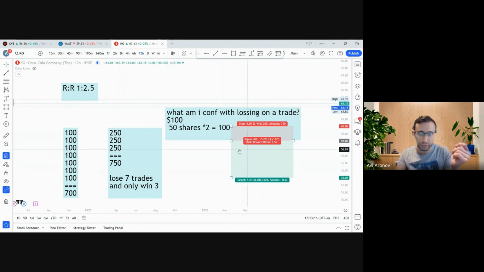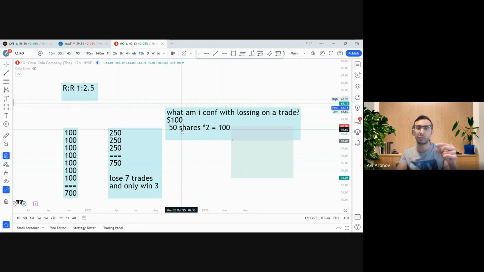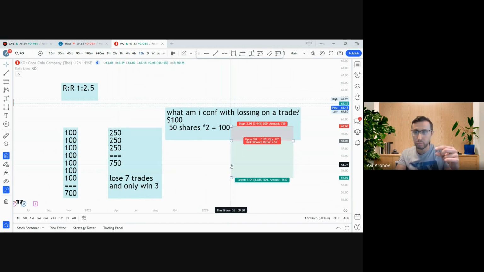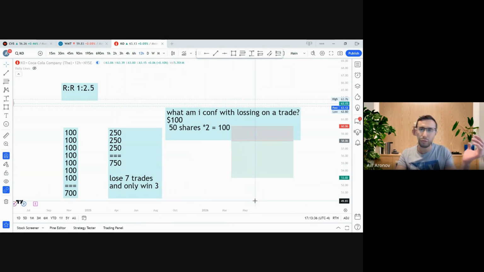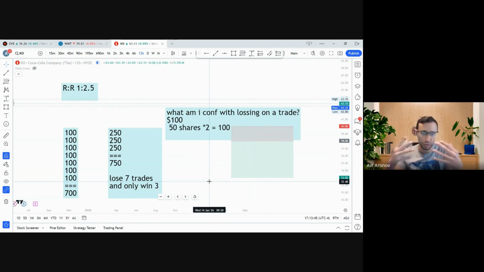And potentially you can even make a lot more if you exit 20 shares at 1-to-1, another 20 shares at 1 to 2.5, and hold the other 10 shares to exit at 3 or 4 or 5. You're already in profit. You will never lose that. We will get into multiple entries and exits in other videos.